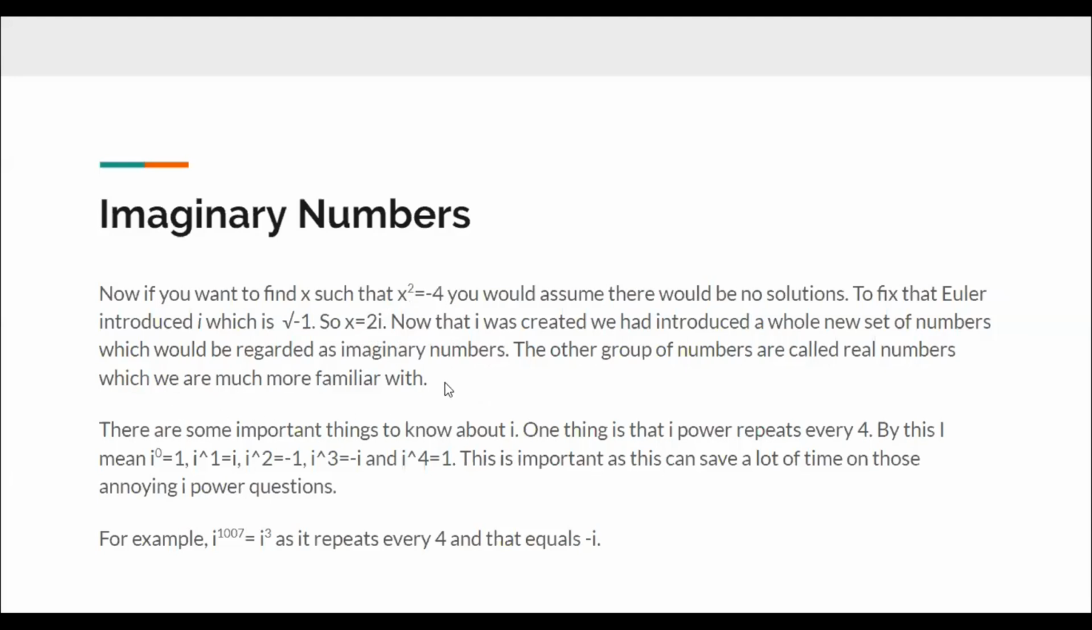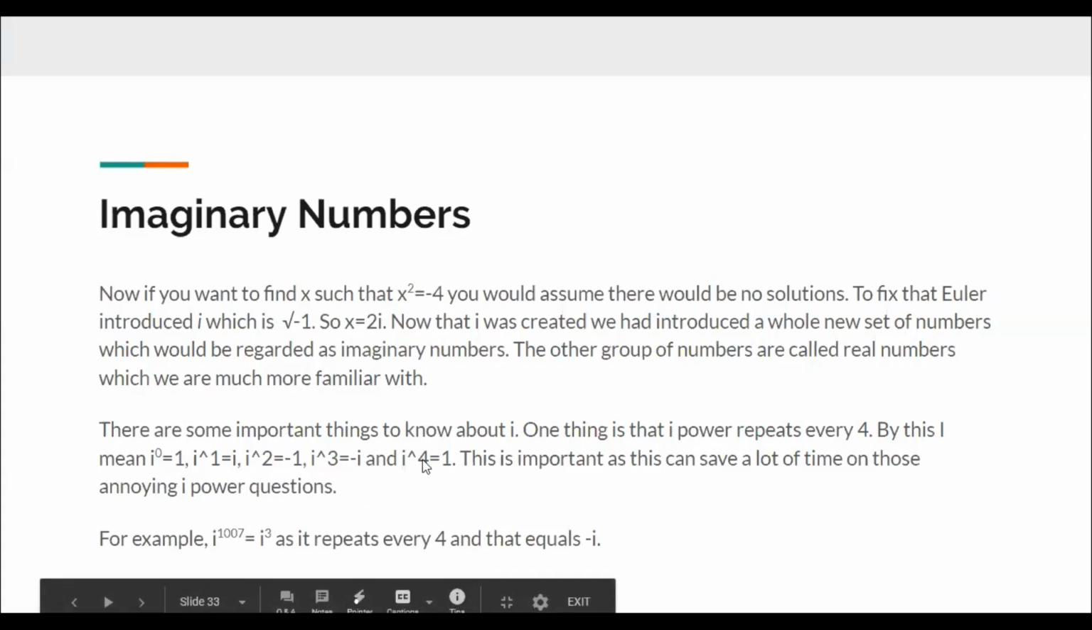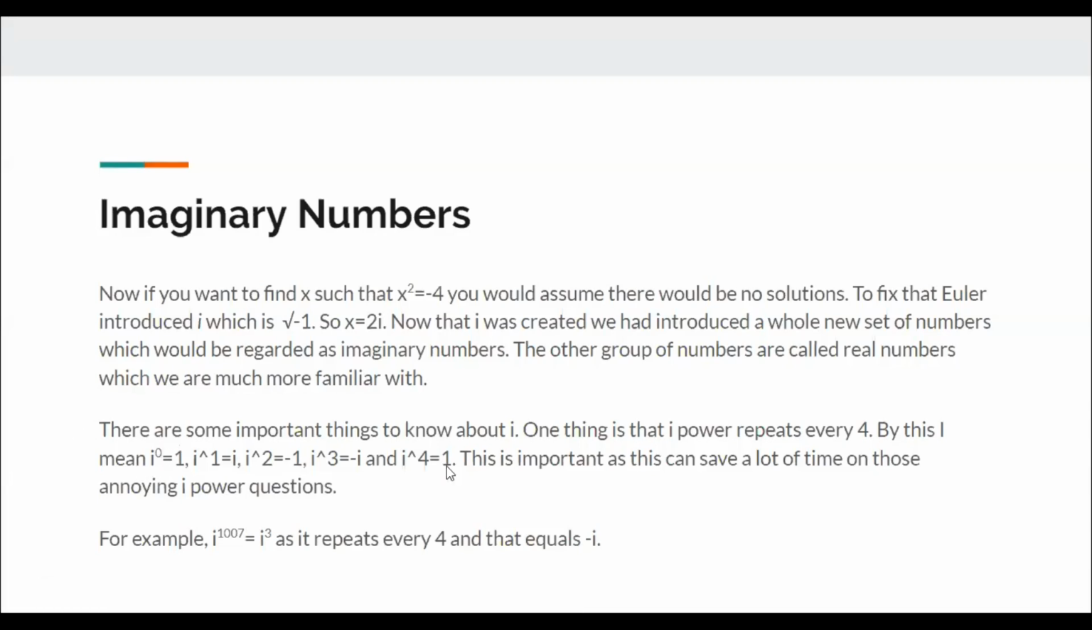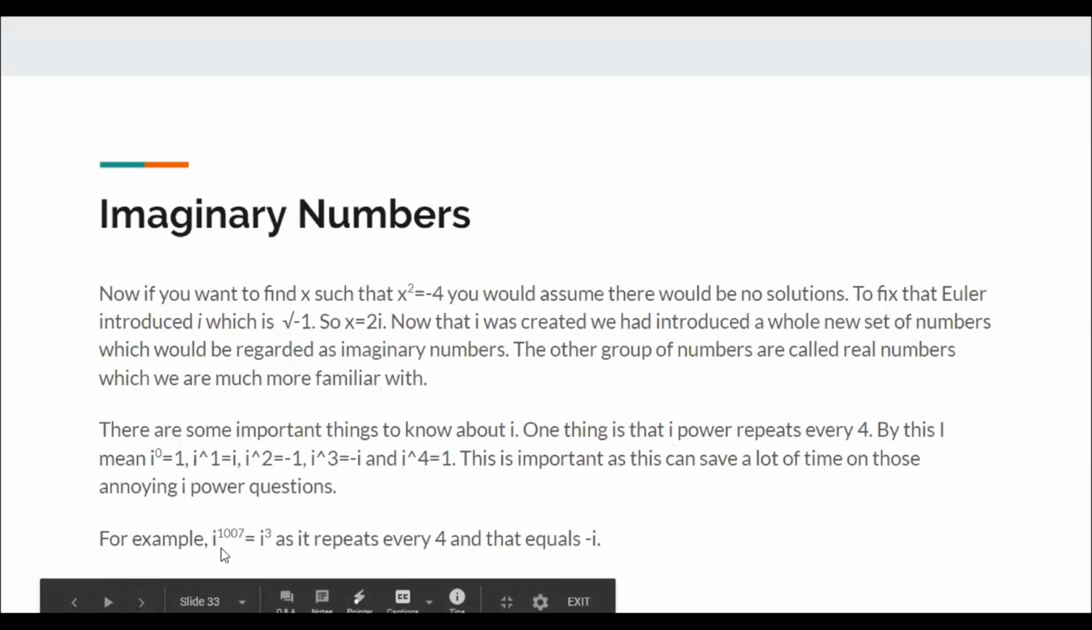There are some important things we should know about i. One thing is that i's power repeats every 4. By this, I mean i to the power 0 is equal to 1, i to the power 1 is equal to i, i squared is equal to negative 1, i to the power 3 is equal to negative i, and i to the 4 is equal to 1. So you notice that it repeats again. So i to the 0 is equal to i to the 4. So it repeats every 4. So for example, if you're asked to find i to the power 1007, that's just equal to i to the power 3, because it repeats every 4. And that's just negative i.